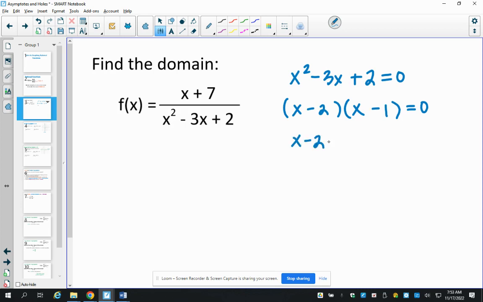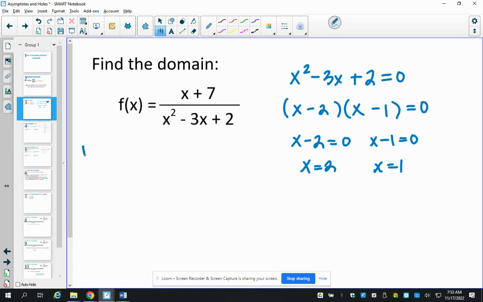Anytime two numbers multiply to equal 0, we know that we can get 0 when either of those factors or any of the factors are equal to 0. So then we'll split it, set it equal to 0, and solve. So we'll add 2 to both sides, and here we'll add 1 to both sides. So these are our bad domain values.